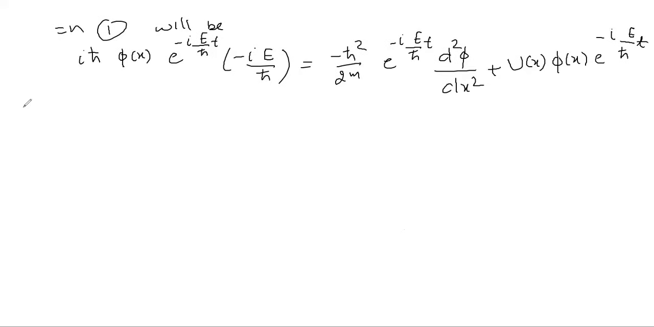If you look at this expression here, there are common terms which you can get rid of. And that common term is basically your e raised to power minus iota E upon h bar t. You can cancel it on both sides.